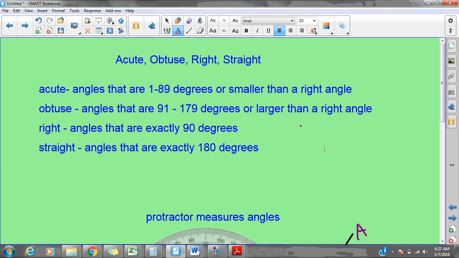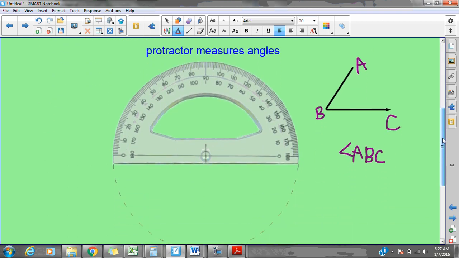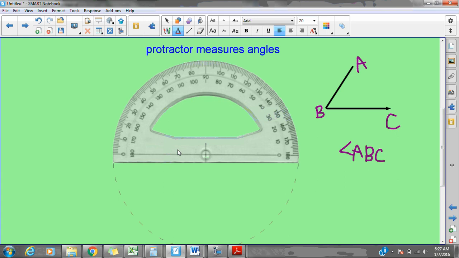And a straight angle is an angle that is exactly 180 degrees. When we talk about angles, we're talking about the measurement of a circle. One of the tools used to measure an angle is called a protractor, and a protractor looks like this. You can see it's half a circle. They make protractors that are full circles, and you can kind of see the dotted lines that are here.